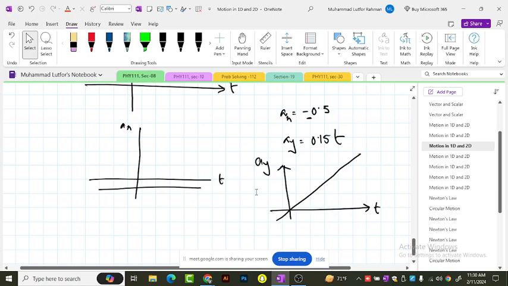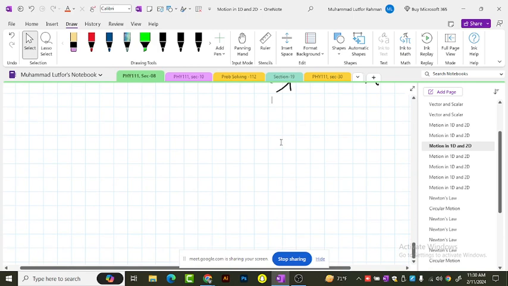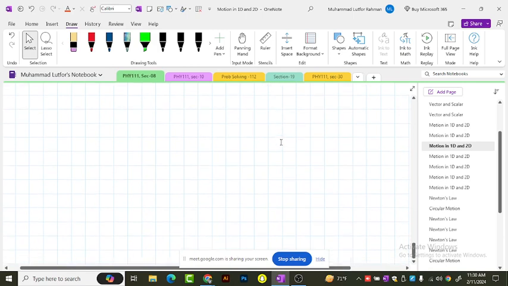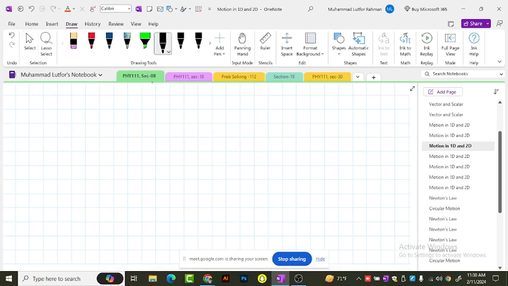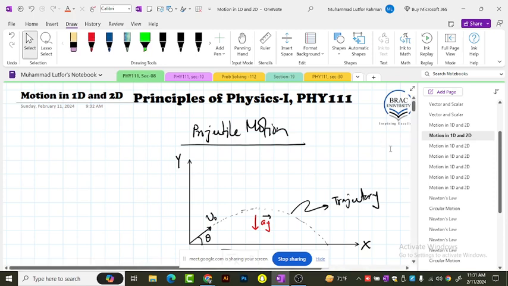This is the question we tried to solve in your last class. Let's move forward. Today I'm going to talk about the most important part, which is motion in 2D. You say projectile motion, all right? I think I have that slide also. Yeah, that's it.